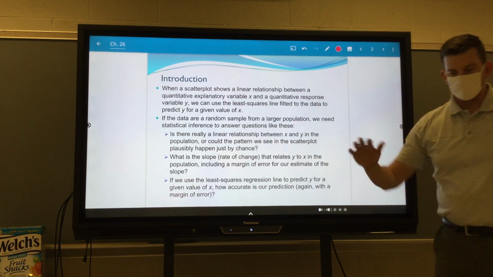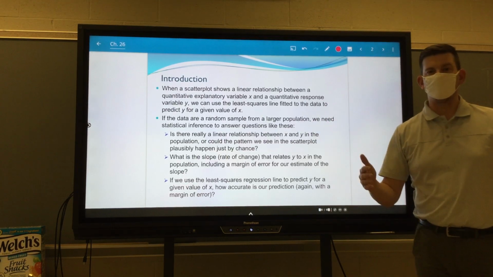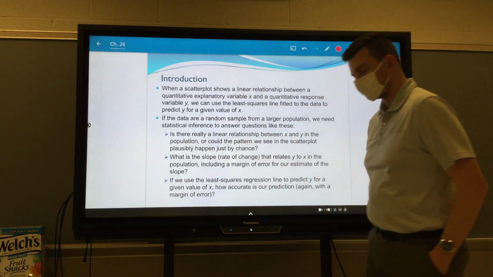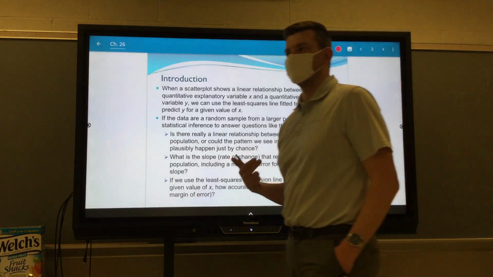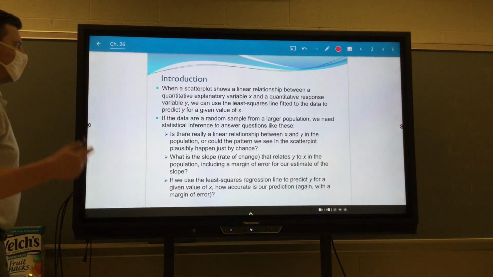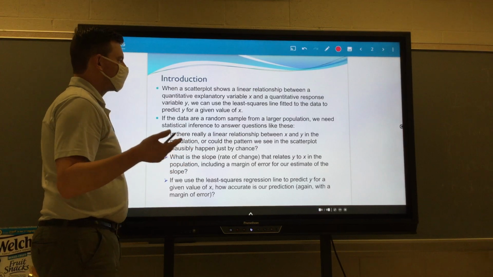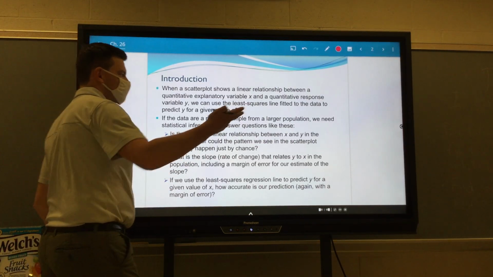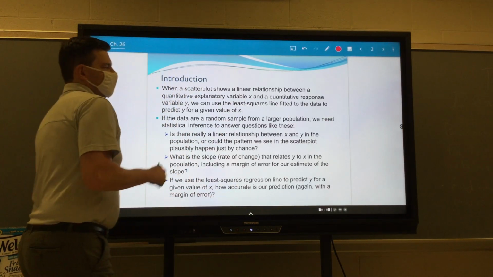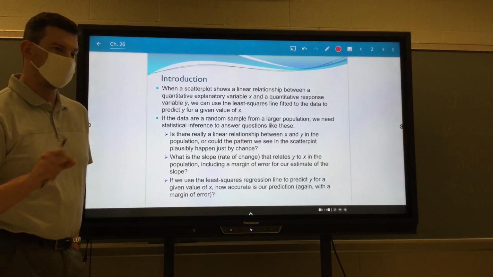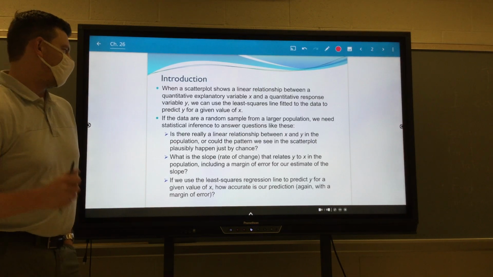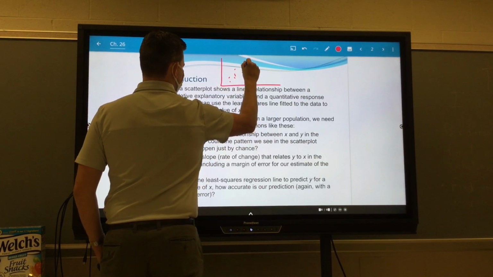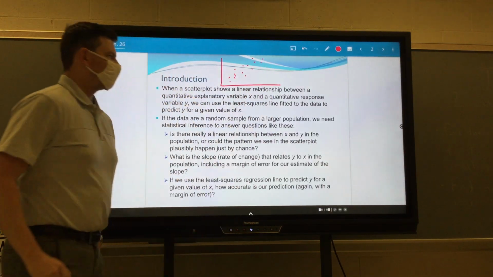Now, some background again, when you're talking about a regression analysis, you're looking at a scatter plot for a representation of two quantitative variables. The explanatory variable is the x value, the response variable is the y value, and the method that we're using for regression is called least squares regression line that provides us with that line of best fit for your data set. Now, let's say that we have a scatter plot that looks something like that.